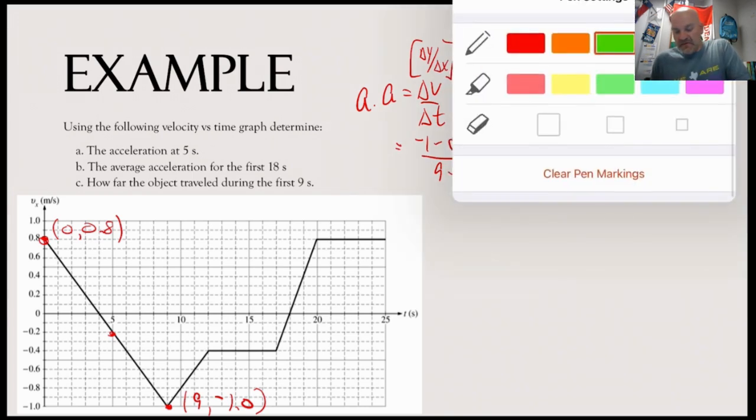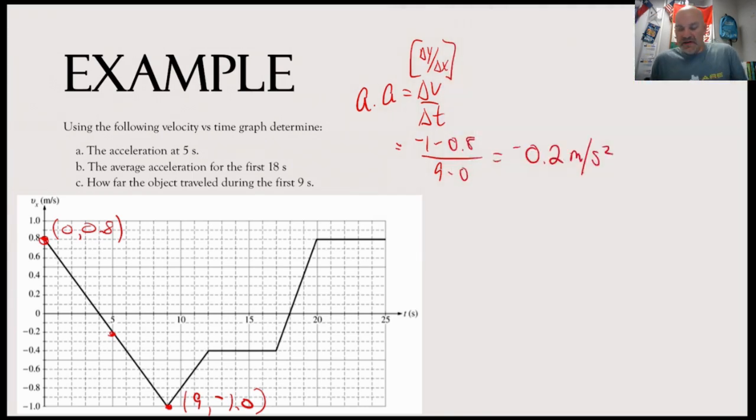So again, all we did was find the slope of that line because that is what instantaneous is. Now I'm going to find the average of the first 18 seconds. So basically I'm going to make a line from 0 seconds to 18 seconds and find the slope of this line. So my point is still 0, 0.8. And now I'm going to be over here at 18, 0. And I find the slope of this line.